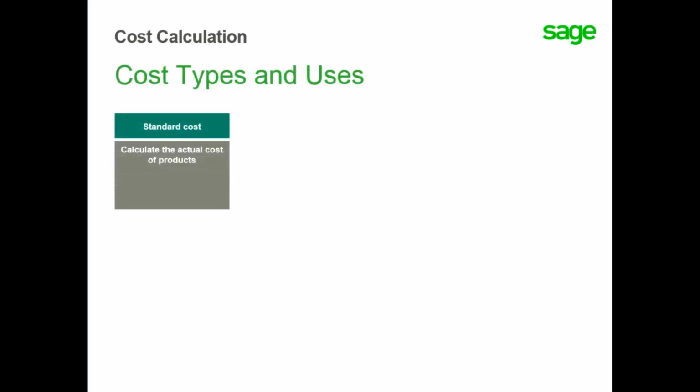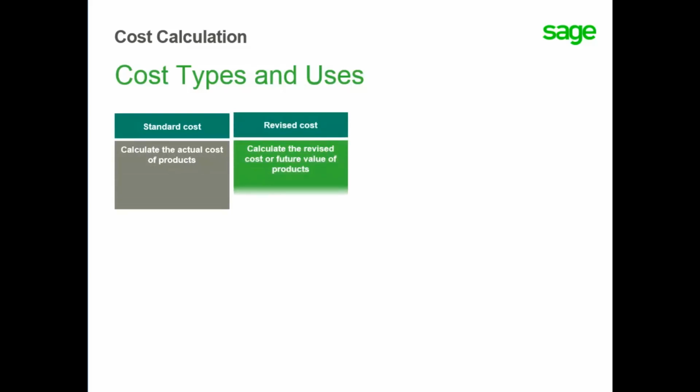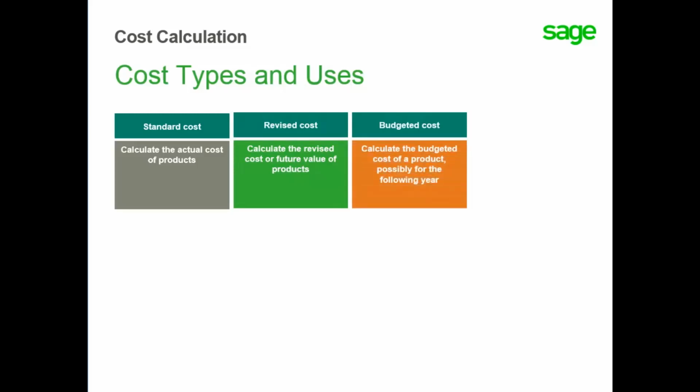The primary standard cost is used to calculate the actual costs and values for the products at a particular site. The revised standard cost can be used to calculate a revised cost if changes are made to the standard cost during the fiscal year. The budgeted cost can be used to calculate a budget, or it can be used to set up costs for the next fiscal year.